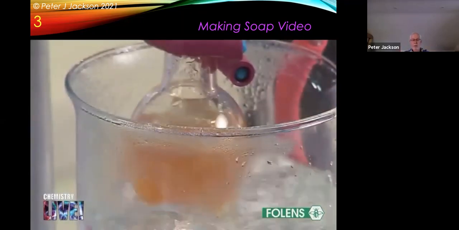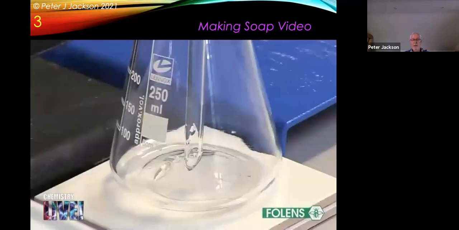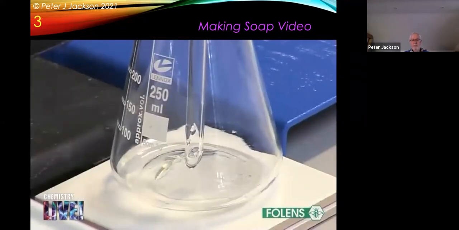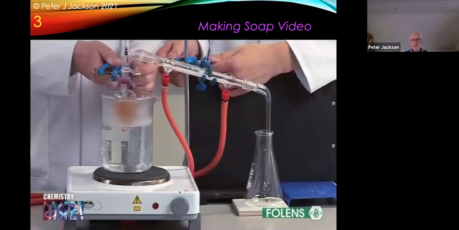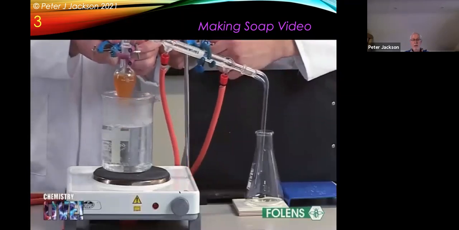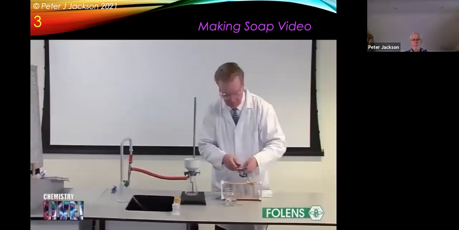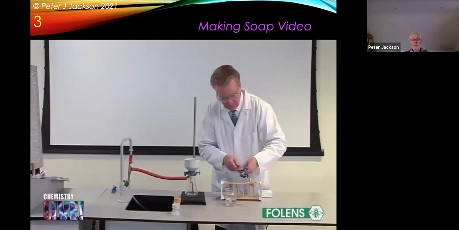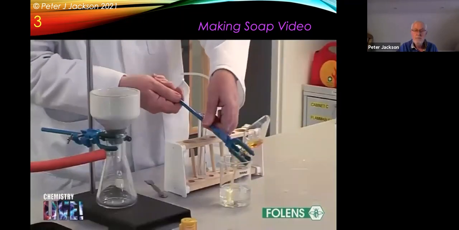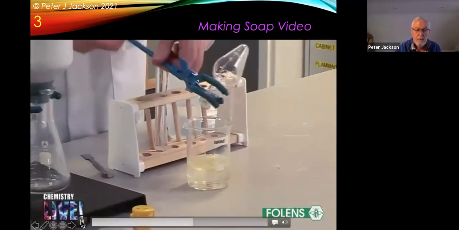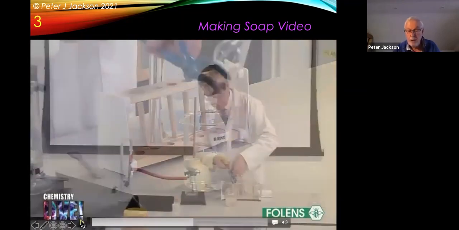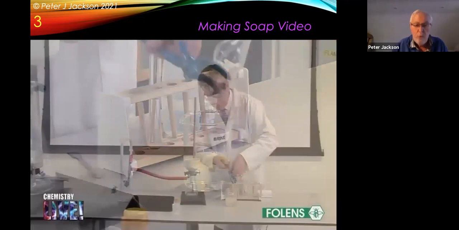You can see lots of small bubbles being produced. Continue heating until about 20 centimeters cubed of ethanol has been collected. That's about what you put in at the beginning to dissolve the fat. Allow the apparatus to cool for a few minutes. Using the clamp to hold the flask, quickly pour the hot reaction mixture into a beaker containing 100 centimeters cubed of concentrated brine. Brine is simply sodium chloride solution, and it's called salting out.